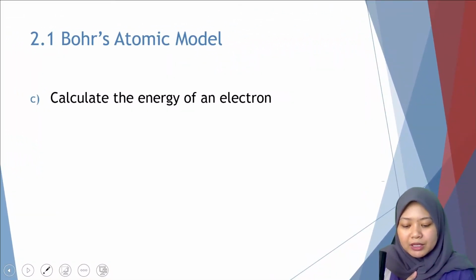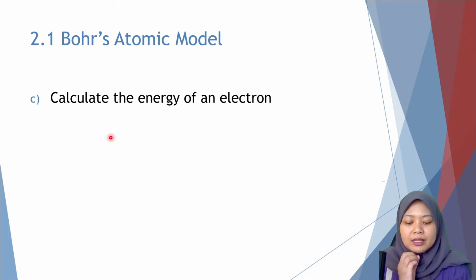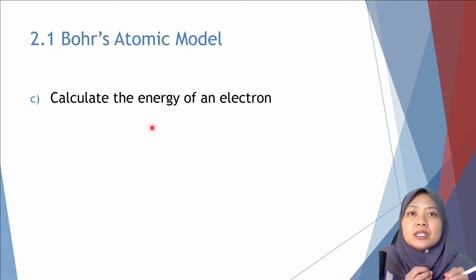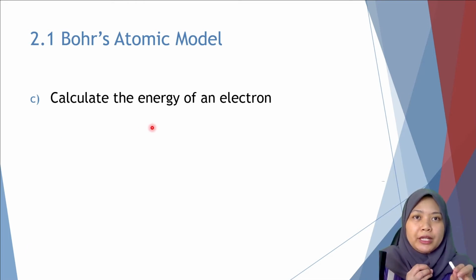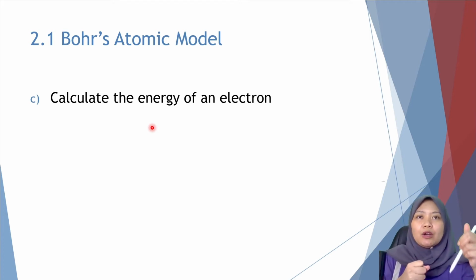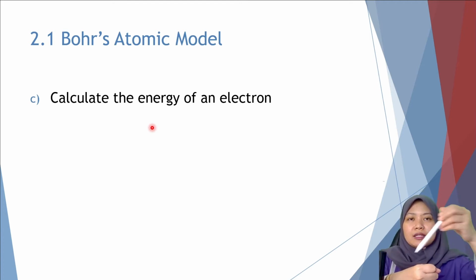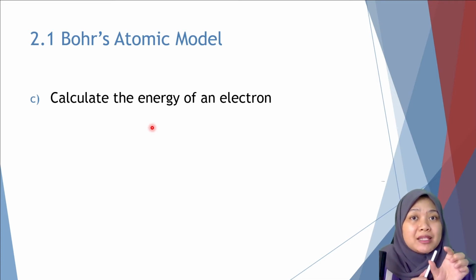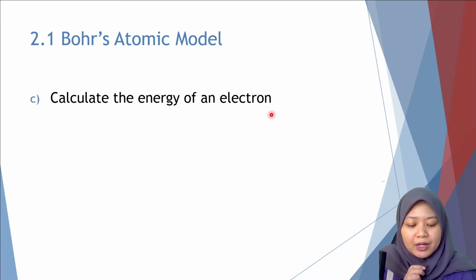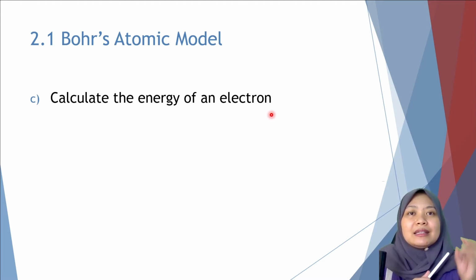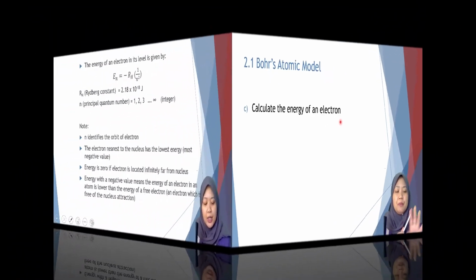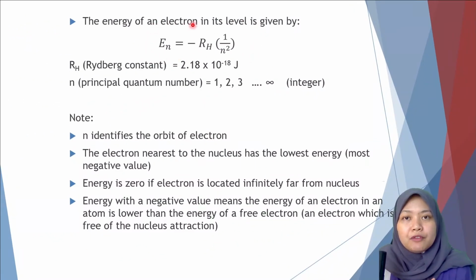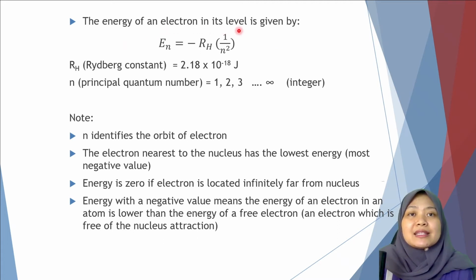Next learning outcome is calculate energy of electron. This learning outcome is referring to the second Bohr postulate, which is Bohr ada bagi tahu bahawa elektron yang mengelilingi nukleus, kita boleh kira dia punya energy dan energy dia specific at certain energy level. So, this learning outcome nak ajarlah macam mana nak kira that amount of energy. This is the formula if you want to calculate the energy of an electron at its level.